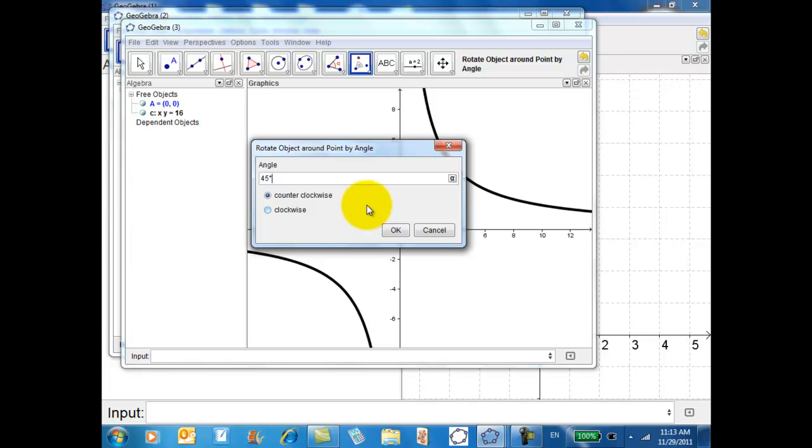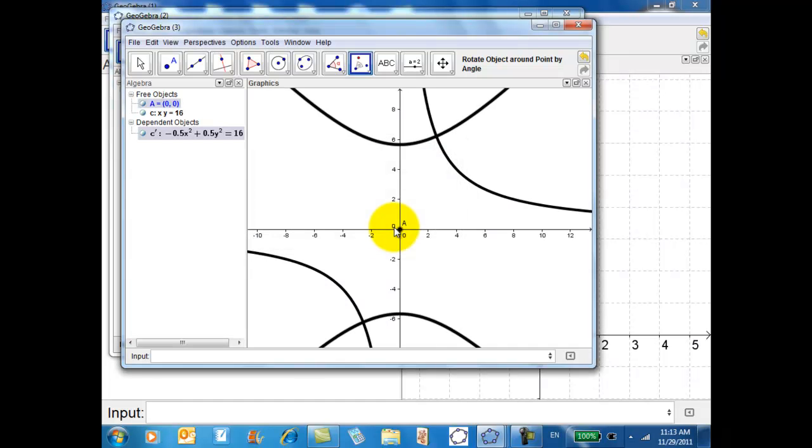Sound good, 45 or 90? Yeah, 45. Is it counterclockwise or clockwise? Counterclockwise. Bam! There you go. Not only that, it's giving the equation of the rotated object over here.